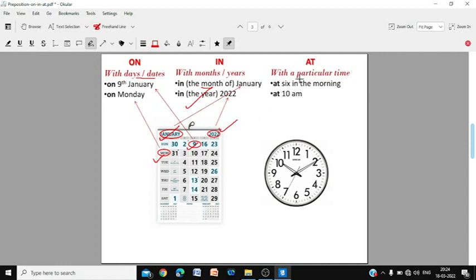And with a particular time we are using at 6 o'clock, at 10 a.m., at 5 p.m. So days and dates we are using on 9th, on Monday. Months and years we use in January, in the year 2022. And with a specified time, we are using at 6 in the morning or at 6 o'clock in the morning.